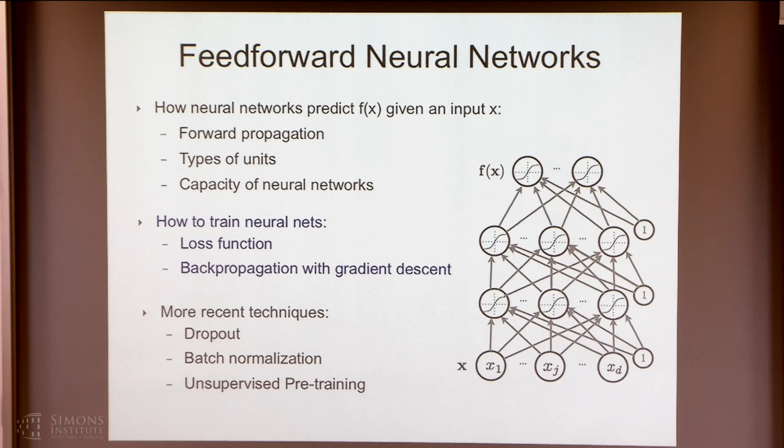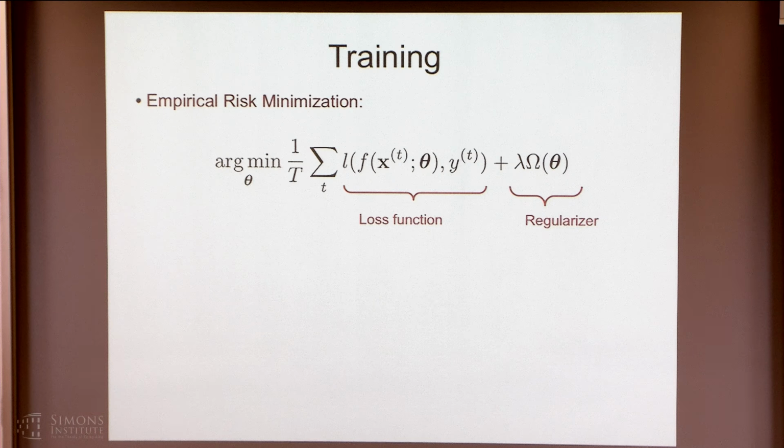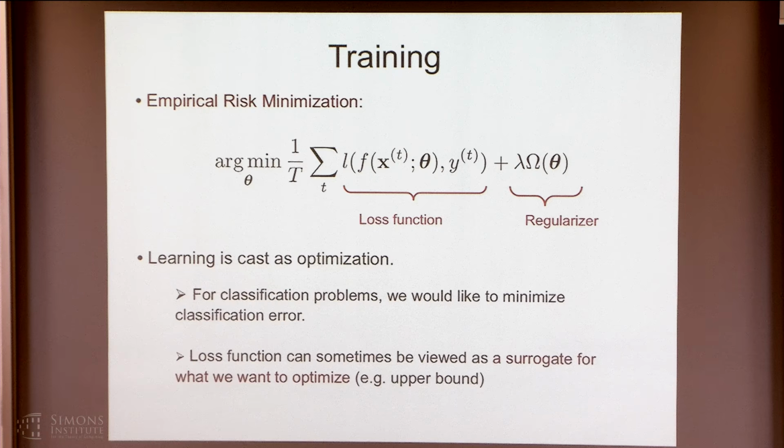So let me just point out a couple of things that you need to specify. You need to specify a loss function, and then there's a backpropagation algorithm, which is a gradient descent algorithm for training these models. And typically, for a lot of problems in supervised learning, that's a standard. You have empirical risk minimization. You have to define a loss function. There is a regularizer. Learning is cast as an optimization problem. Right. So for example, for classification problems, we'd like to optimize classification error. But in a lot of cases, we're looking at a surrogate for what we want to optimize.